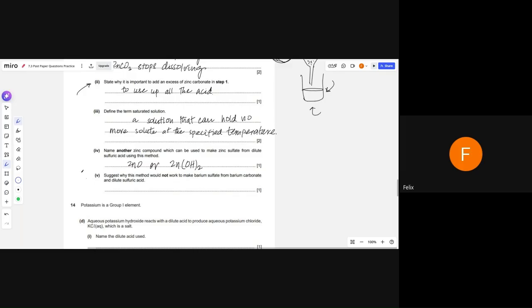Suggest why this method would not work to make barium sulfate from barium carbonate and dilute sulfuric acid. A very tricky question, a difficult question, in fact. Because barium sulfate, if you look at the solubility rules, is insoluble, right? So it will be very difficult to filter out two different solids. So I hope this is clear now.